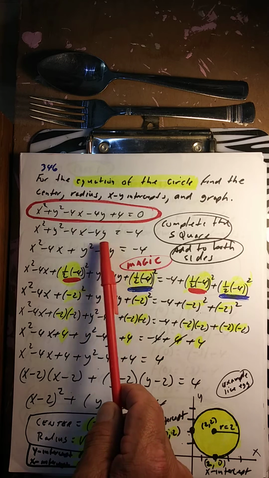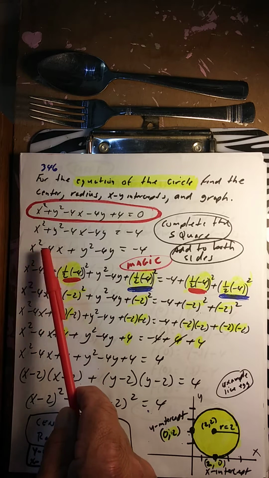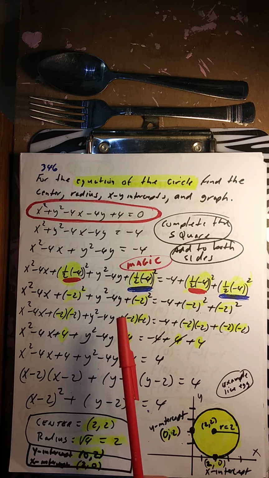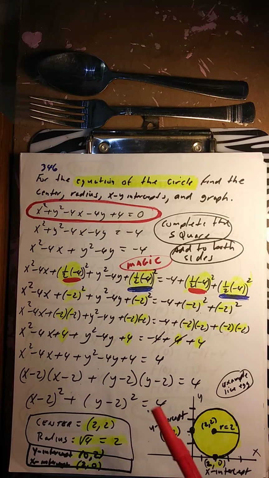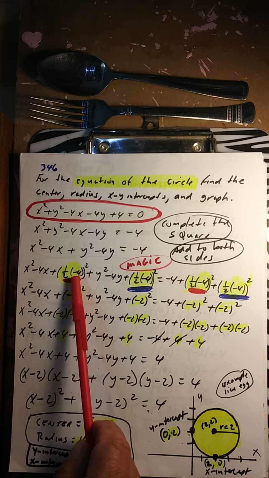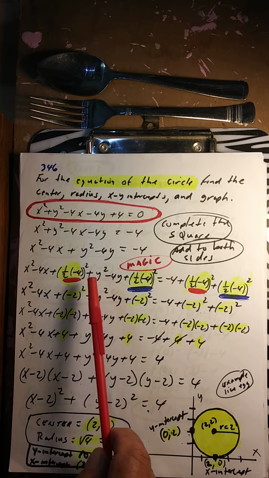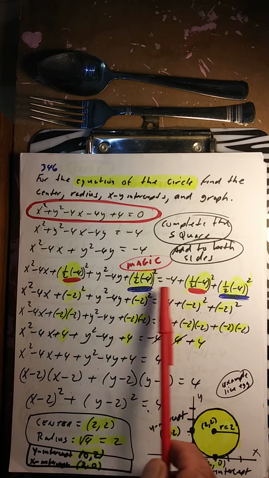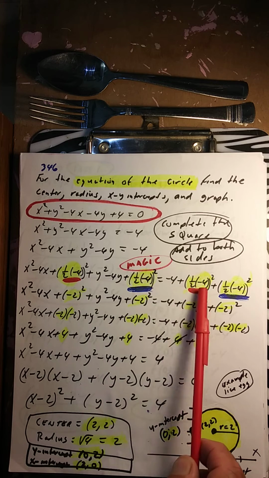So rewrite it again. Put the x's with the x's. X squared, -4x. Y squared, and -4y. See right there? Now, we're going to add some magic to this. We're going to add 1/2 of -4, this number here, squared, add it to this side. And we're going to add it to the other side. 1/2 of -4 squared. See, there they are right there. Add to the left, add to the right.